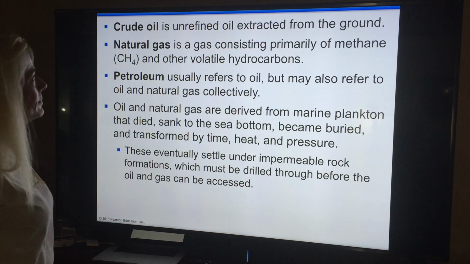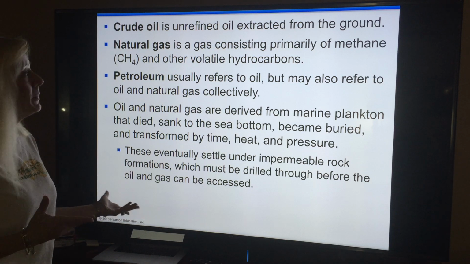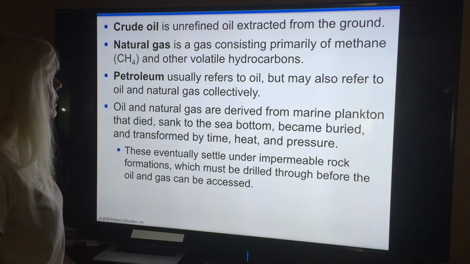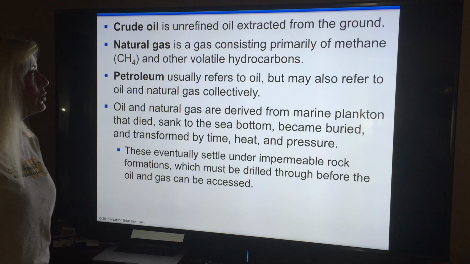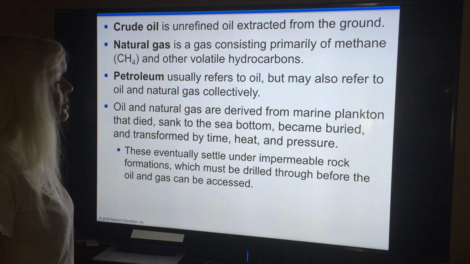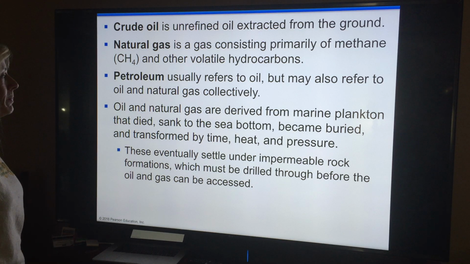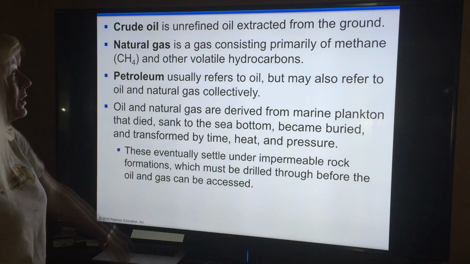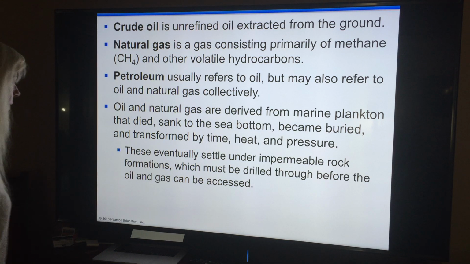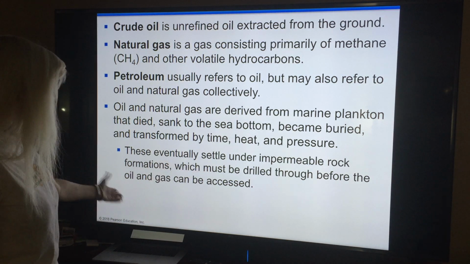Crude oil is unrefined oil extracted from the ground. Natural gas, as the name implies, consists primarily of methane and other volatile hydrocarbons. Petroleum is usually referred to as oil, but may also refer to oil and natural gas collectively. It just depends. Oil and natural gas are derived from marine plankton that died, sank to the sea bottom, became buried, and were transformed by time, heat, and pressure. So now we're sucking up a bunch of marine plankton. This is why it's so hard. We must drill through the ocean before we can get it.